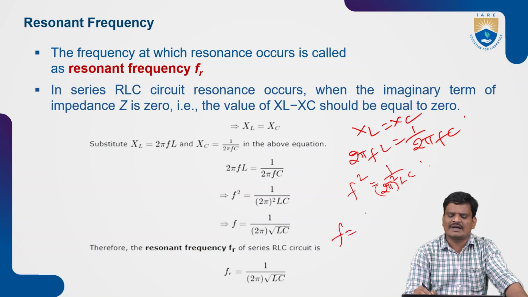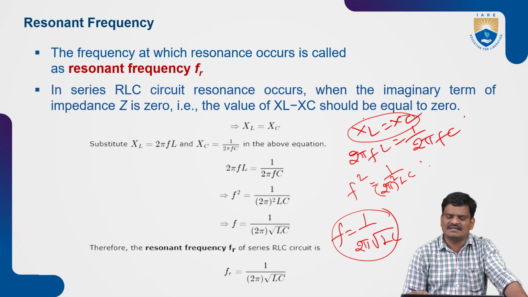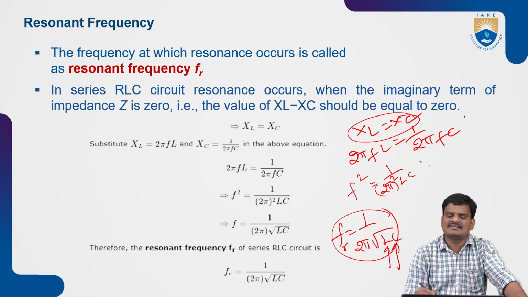If I want to remove the square on the LHS, F equal to 1 by 2 pi under root LC. This is the frequency obtained at the resonance condition, that is XL equal to XC. Hence this frequency is called FR, the resonant frequency of the given circuit, and the formula to calculate the resonant frequency for a series resonant circuit is FR equal to 1 by 2 pi under root LC, where L is the inductance of the circuit and C is the capacitance of the circuit.